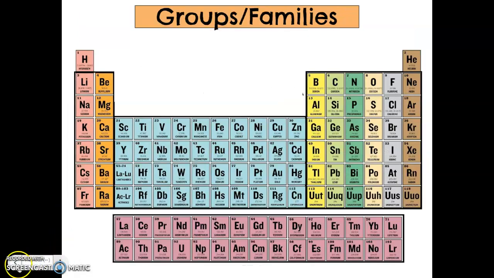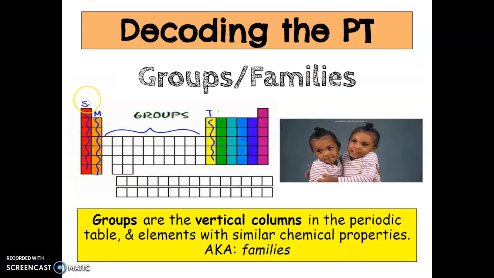Okay, now I will say the numbering for the groups and the families are the same. So it would be group 1, 2, 3, 4, 5, 6, 7, 8, 9, 10, 11, 12, 13, 14, 15, 16, 17, 18. Okay, so they are just numbered 1 through 18.